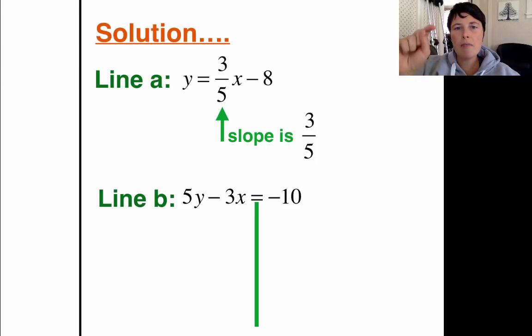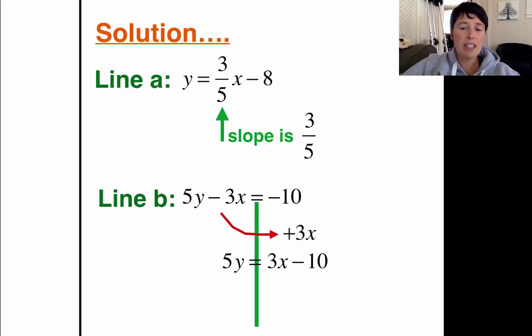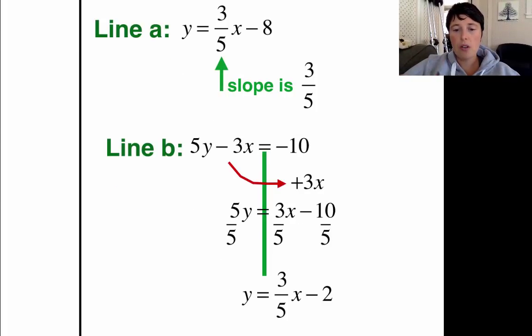Watch what I'm going to do. I'm going to put a line down the middle of the other equation, the standard form one that we don't like, and I'm going to solve for y. I'm going to add the 3x over. You maybe did this too. I'm going to get 5y equals 3x minus 10, and then I'm going to divide the 5 away to get rid of the 5. And look what I'm left with: 3/5 x minus 10 divided by 5, which is 2. So 3/5 x minus 2.